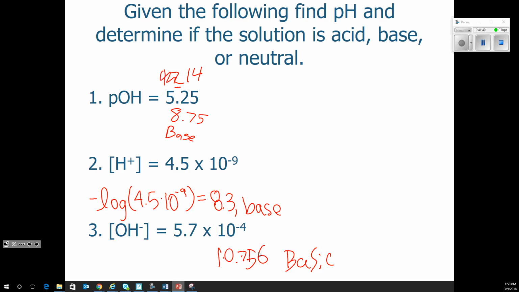Okay. All right, so what we're going to do is we're going to take minus the log of the 5.7 times 10 to the minus 4. Do that. So minus the log of parentheses 5.7 times 10 to the minus 14. Wait, really? No? Because it's OH, you can't just go OH to 8 right? Nope, you can go POH though.